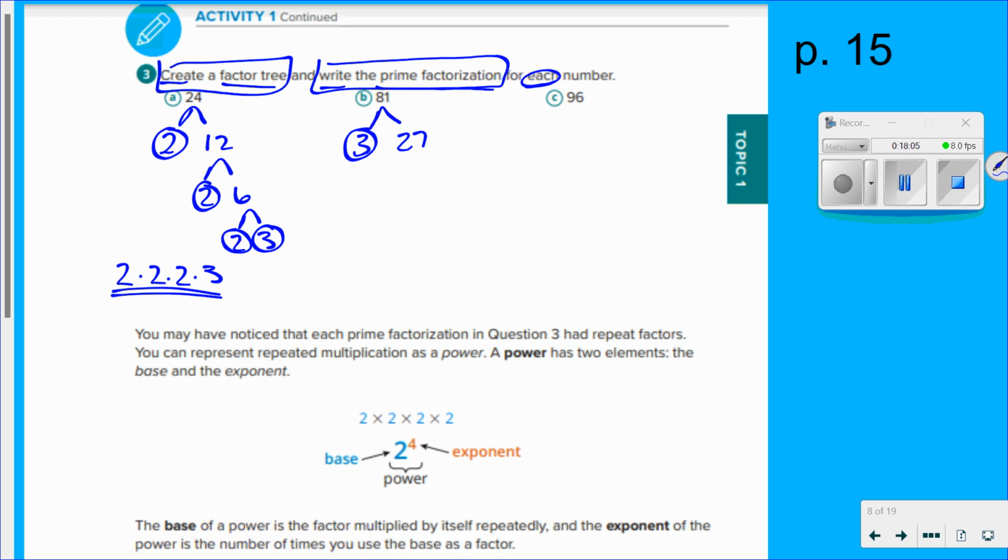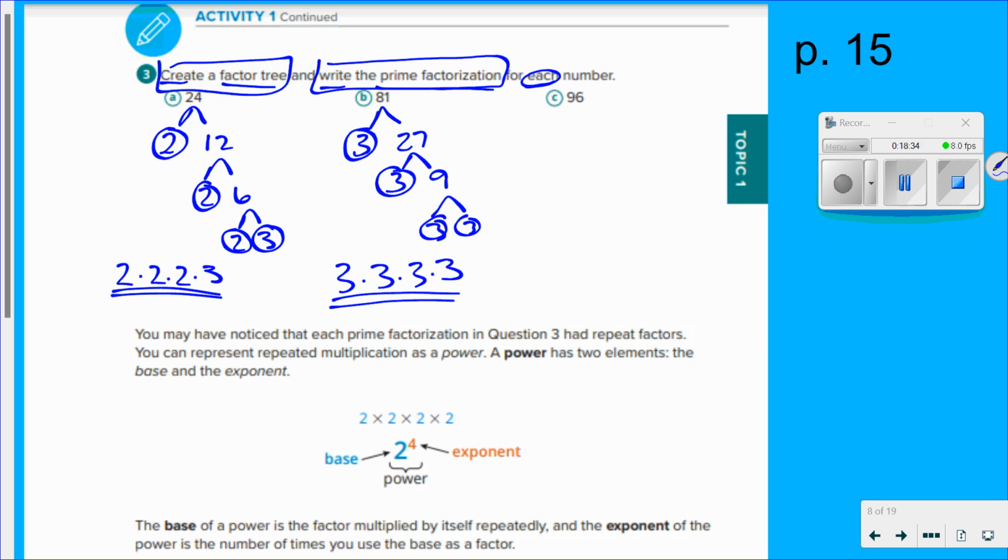Can I divide 27 by 2? No. Can I divide by 3? Yes. 2 plus 7 is 9, so I know I can divide it by 3. Gives me 3 times 9. Can I divide 9 by 3? Yes. 3 and 3. So I can now write my prime factorization. I have 3 multiplied by itself 4 times.